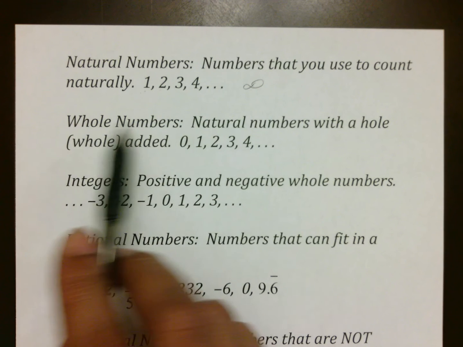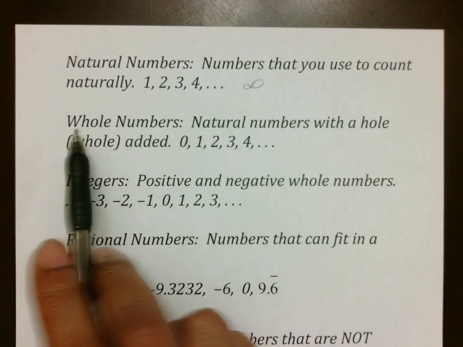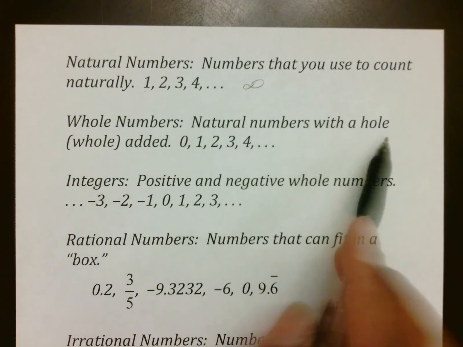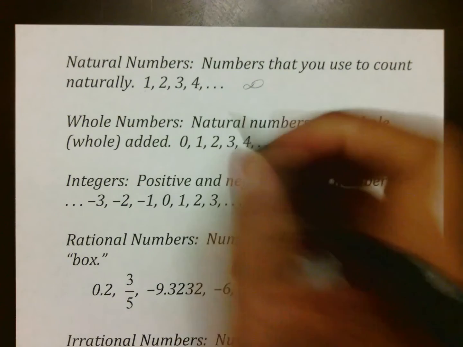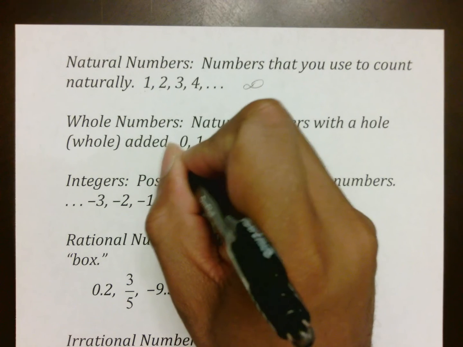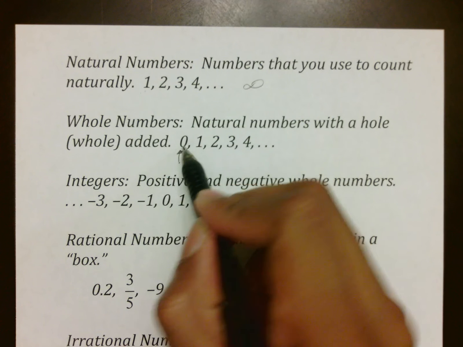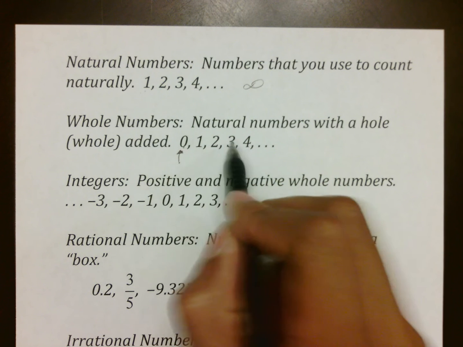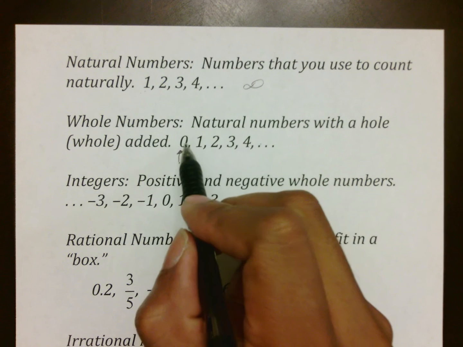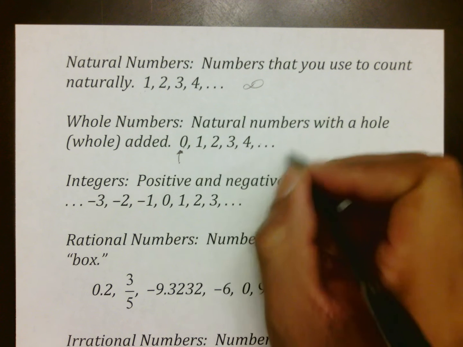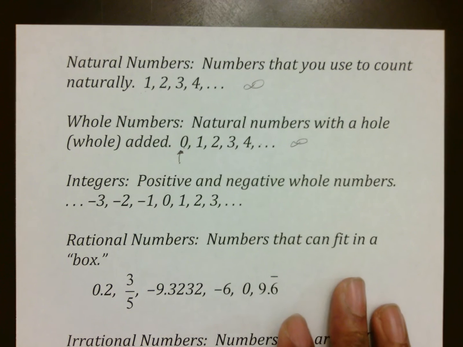Whole numbers, again, there is an official definition, but this is how I think of whole numbers. It is just natural numbers with a whole added. And to me, the whole is 0, because 0 looks like a whole, so therefore your whole number starts at 0, 1, 2, 3, 4. So again, a whole number starts at 0, which is the whole, and then 1, 2, 3, 4, and again it goes all the way up to infinity.